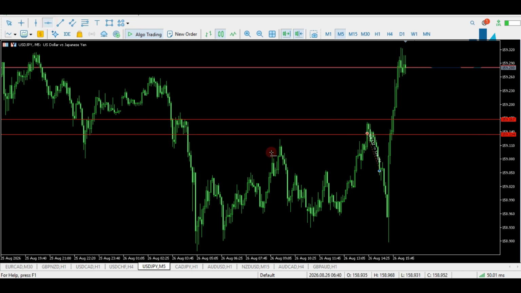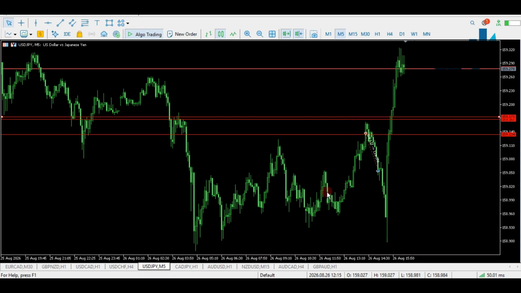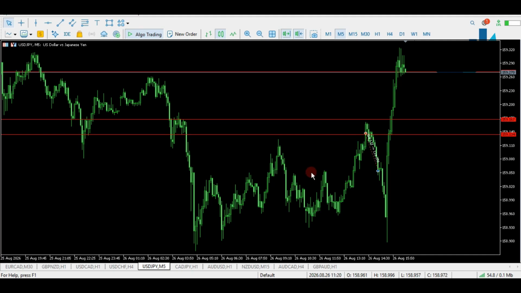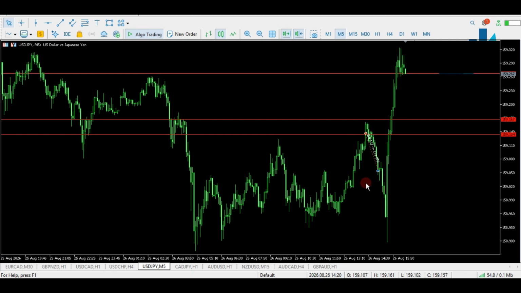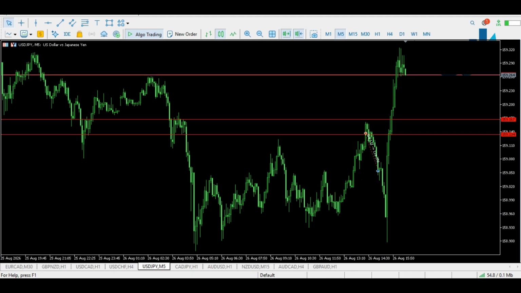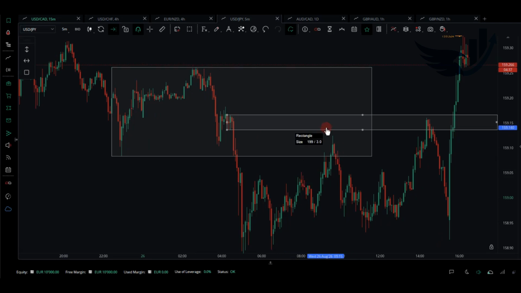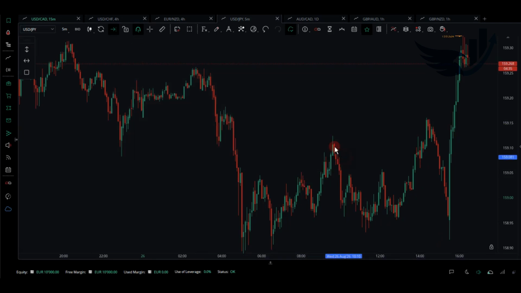So stop loss was somewhere around here, and we were supposed to take a 1-to-4 risk-reward ratio, but because we had important news around 1 hour ago, we had to close the position at a 1-to-2 risk-reward ratio. So let's just go to JForex and see what happened.